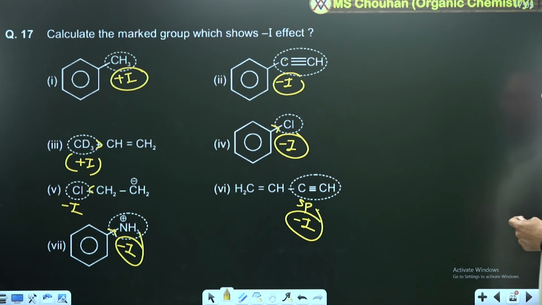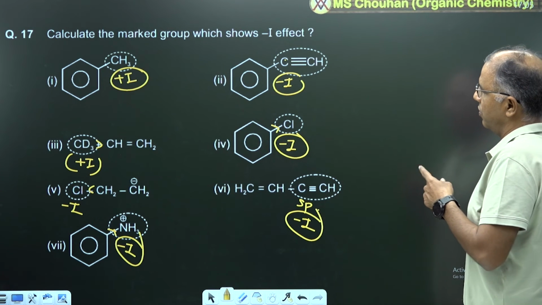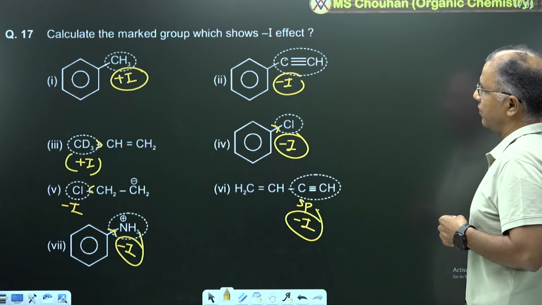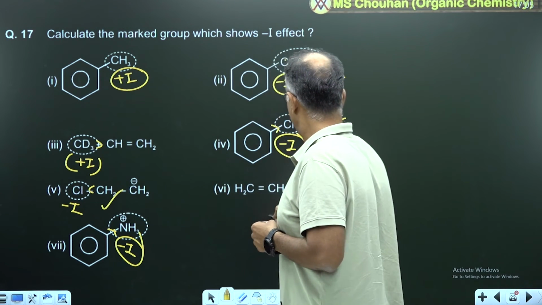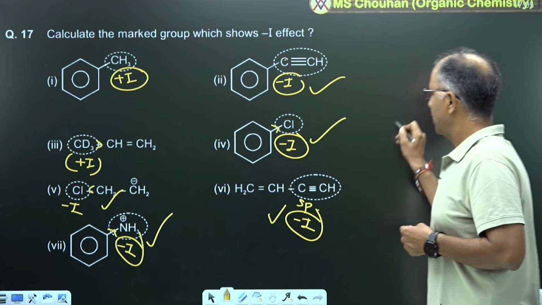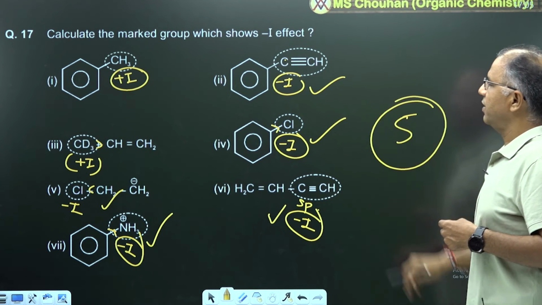How many show minus I effect? 1, 2, 3, 4, 5. This is minus I, minus I, minus I, minus I, and minus I. So in this case, the answer will be 5.